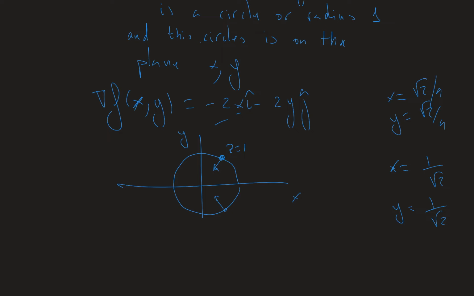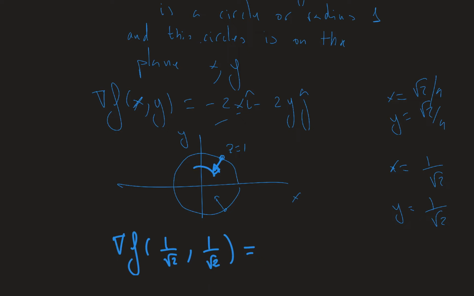So the gradient at the point 1 divided by square root of 2 comma 1 divided by square root of 2 is a vector that is pointing in the direction where the function increases at maximum. In this direction, this is the direction that the function will increase at a maximum, meaning with the smaller distance.